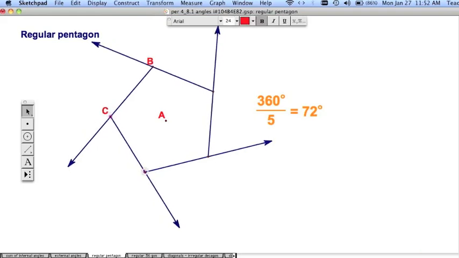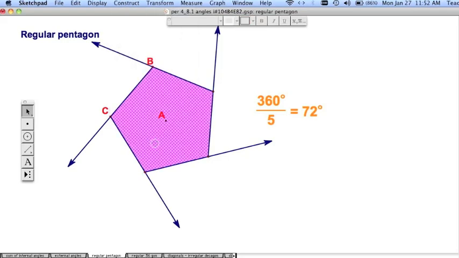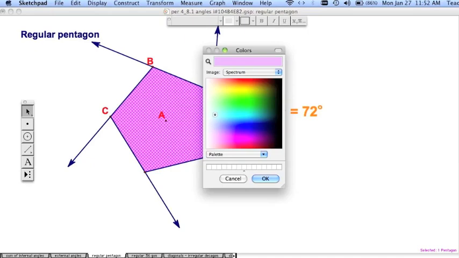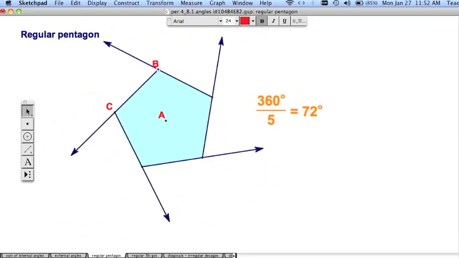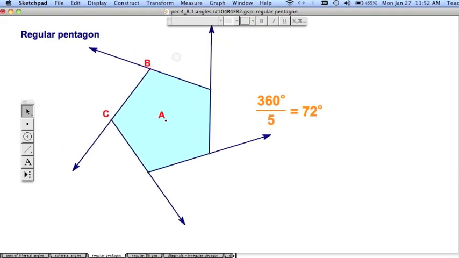You could shade your pentagon. This pentagon is different than the last pentagon. This is a regular pentagon. And a regular pentagon is equiangular and equilateral. Accent on the equiangular. And yes, you can move it around and do all these fun things. But once you start adding text to it, you can't really move it around.